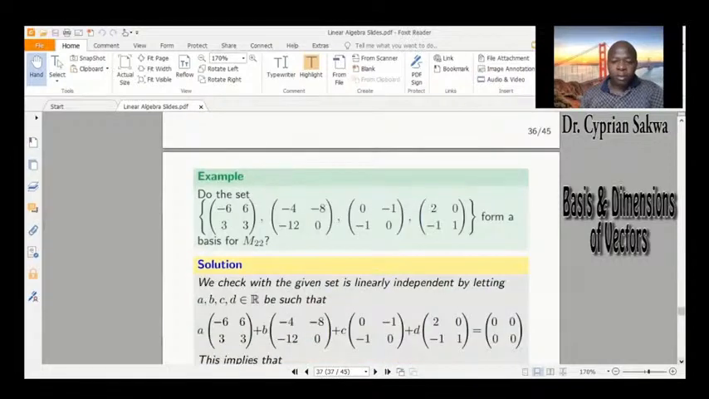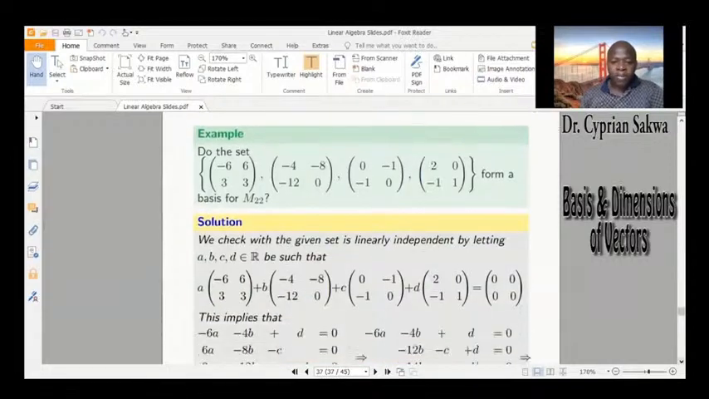Then I also look at an example now using matrices. The question is, do these matrices, 1, 2, 3, 4, these are 4 matrices, do they form a basis of M22? So the same thing. Want to see whether they are linearly independent. Can you obtain scalars A, B, C, D, which when you multiply by this and then add, you get a 0? Will those scalars be all 0?